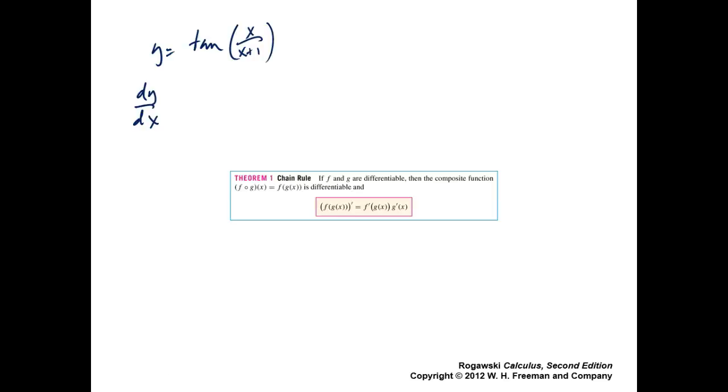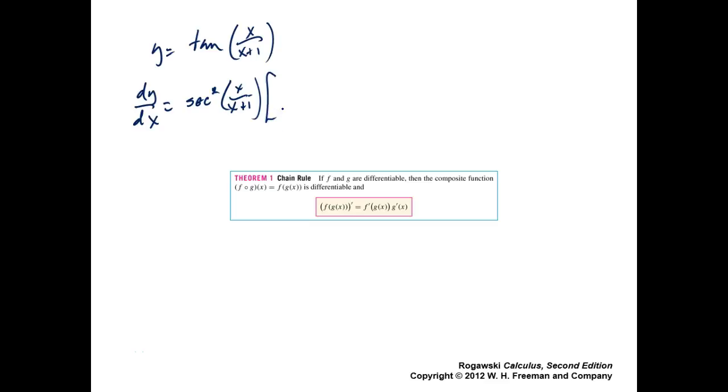Goodness gracious, it's such a pain in the neck. Well, take the derivative of the outer function. What is the derivative of tangent? Derivative of tangent is secant squared. So that's secant squared of x over x plus 1, times the derivative of your inner function. This inner function is a quotient. So now we've got to use the quotient rule.